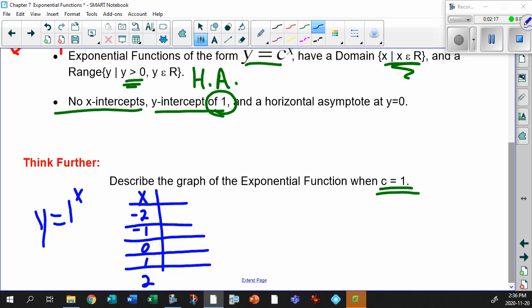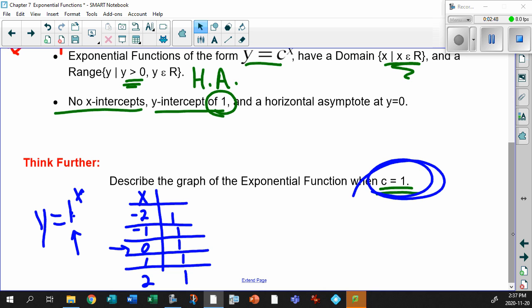Check this out. You're going to laugh yourself silly. Always start on the 0. 1 to the 0 is 1. 1 to the 1 is 1. 1 squared is 1. 1 to the -1 is 1. Oh my goodness, this is so incredibly boring. This doesn't show any growth or decline at all. And that's one of the reasons why you can't have an exponential function if this value up front is 1. Boring, right?